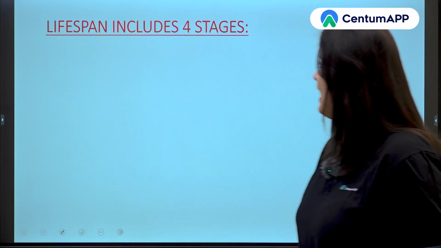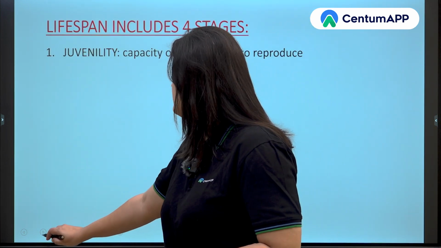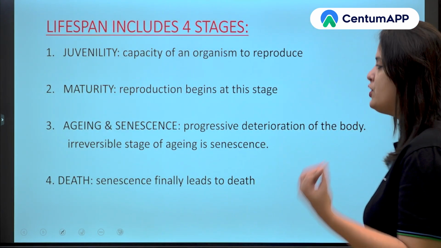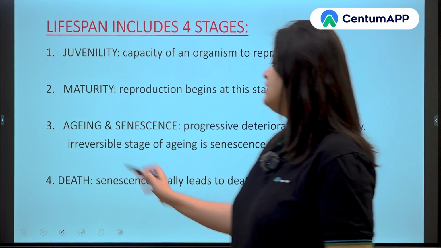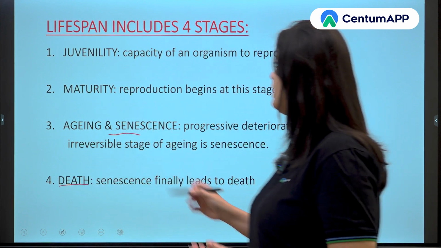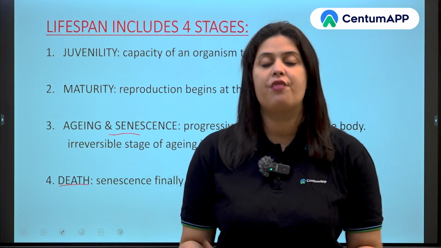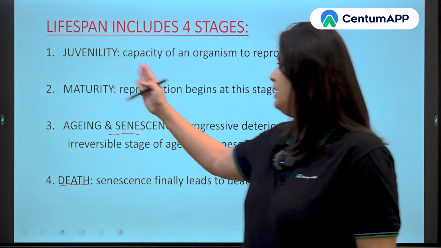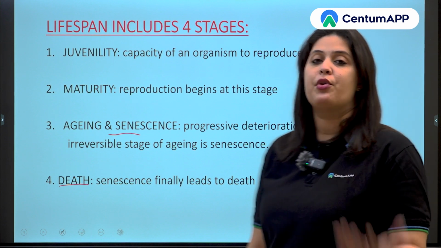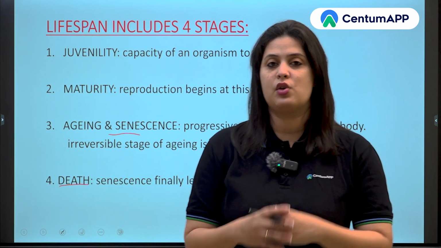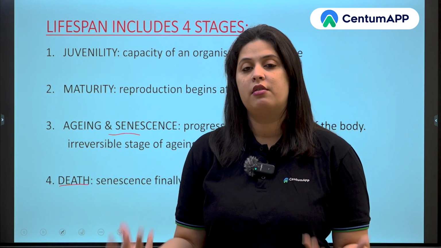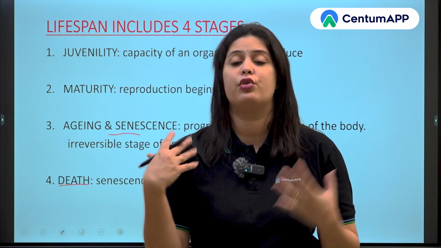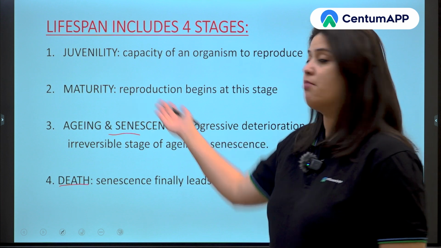So lifespan includes four major stages. It is juvenility, maturity, aging and senescence, and death. So what is juvenility? The capacity of any organism to reproduce, to give birth, that is known as juvenility. Maturity: reproduction begins at this stage. When an organism reaches a matured stage in its life where it has the ability to reproduce, that is known as maturity.